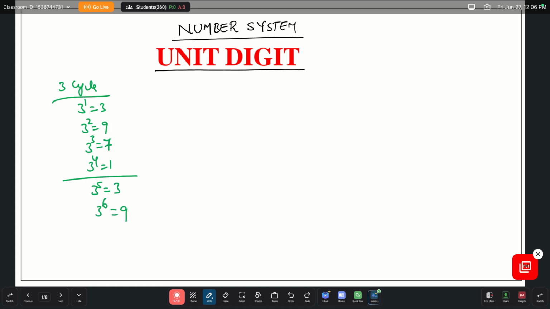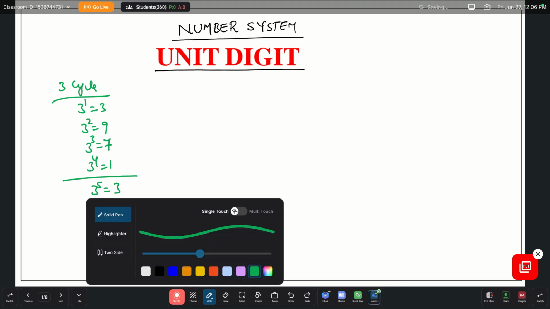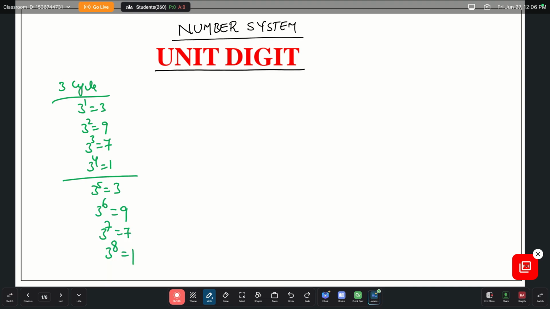సో ఇప్పటి వరకు 2 చూసాం కదా. నెక్స్ట్ 3. Cycle of 3: 3 power 1 equal to 3, 3 square equal to 9, 3 cube equal to 7, 9 3s are 7, 3 power 4 will be equal to 1. Next, again 3 power 5 equal to 3 power 4 into 3 power 1, equal to 1 into 3, equal to 3. 3 power 6 equal to again 9, 3 power 7 equal to 7, 3 power 8 equal to unit digit 1.